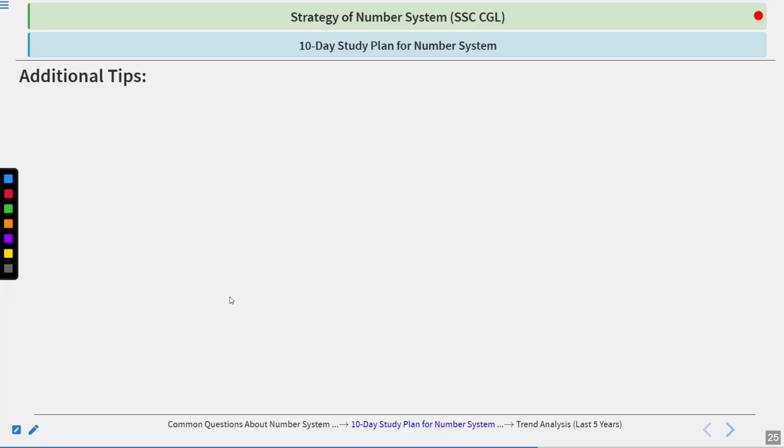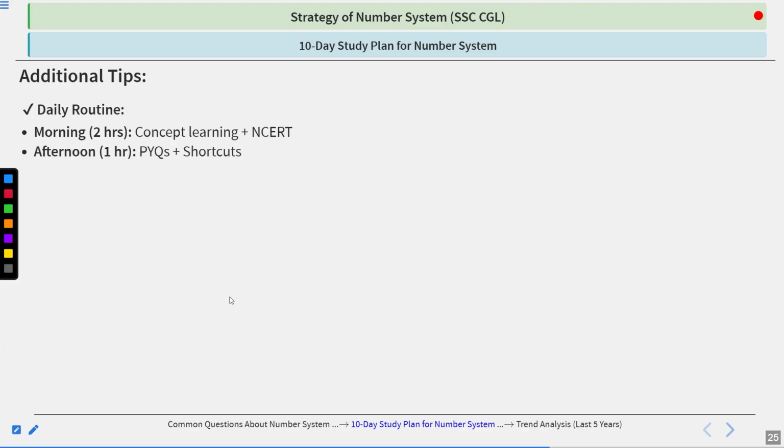Now additional tips for preparing for the SSC CGL exam. Your daily routine should be: in the morning, you can study 2 hours for concept learning using the NCERT books. In the afternoon, 1 hour for PYQs and shortcuts, and in the evening, 1 hour for a mock test and error log.